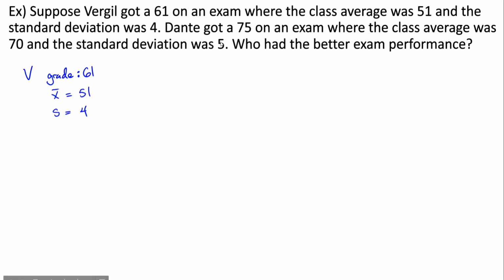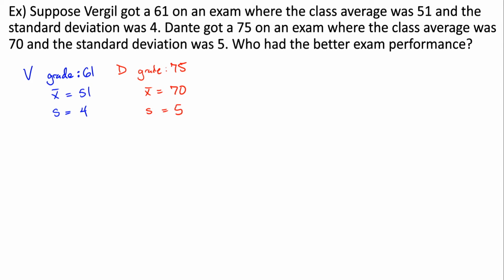Next, we're told Dante got 75 on an exam where the class average was 70 and the standard deviation was 5. So we'll make a note of that information. Dante's grade was 75, the average was 70, and the standard deviation was 5. Now we're being asked who had the better exam performance.